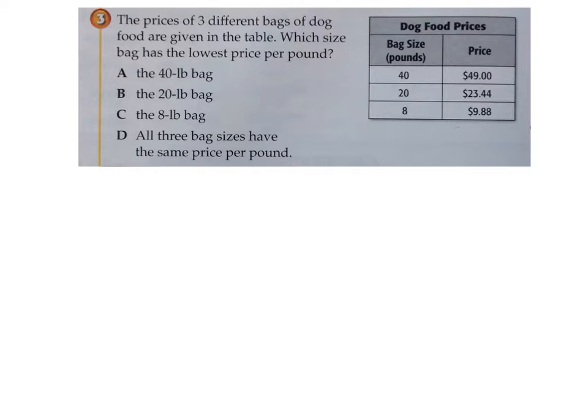So this problem here says the prices of 3 different bags of dog food are given in the table over here. Which size bag has the lowest price per pound? So, okay, that's just another way of saying what's the unit rate of each, and let's find out which has the best unit rate. This is something that people use all the time when they're grocery shopping or at Target or Walmart, because if you can find the best unit rate, you save the most money. Now I want to find the unit rate for the 8-pound bag, the 20-pound bag, and the 40-pound bag. So I'm going to write the ratios for each underneath.